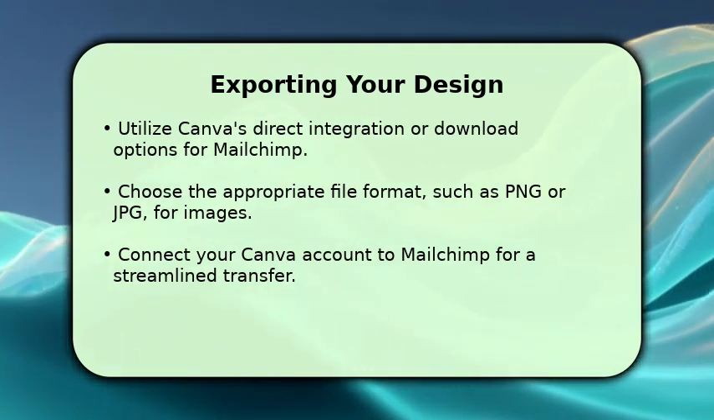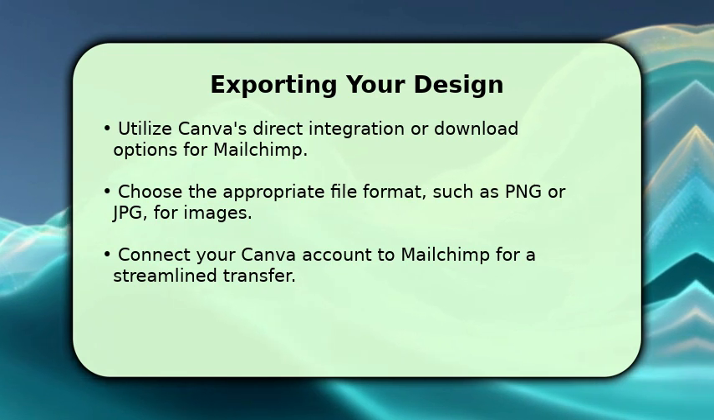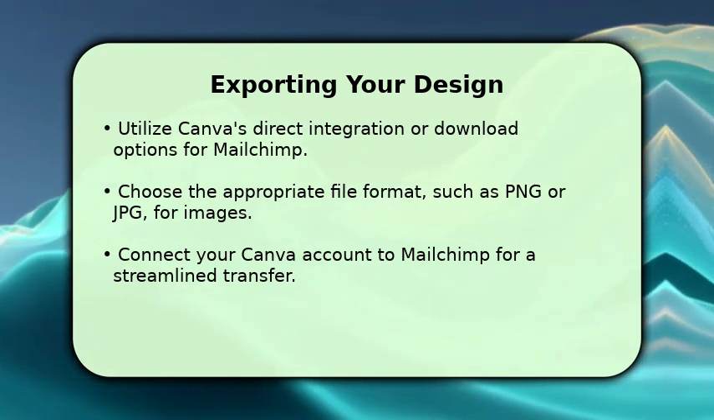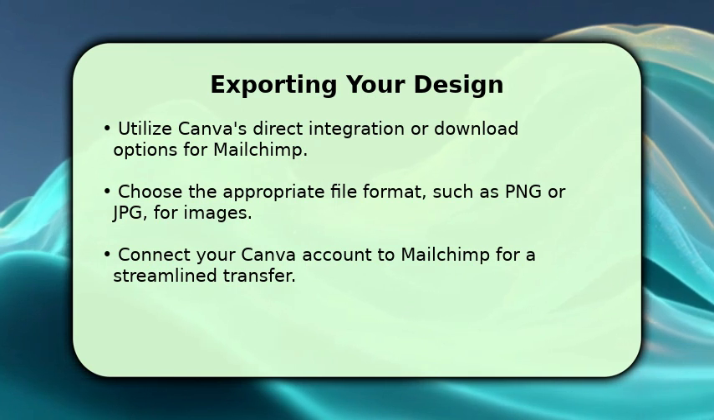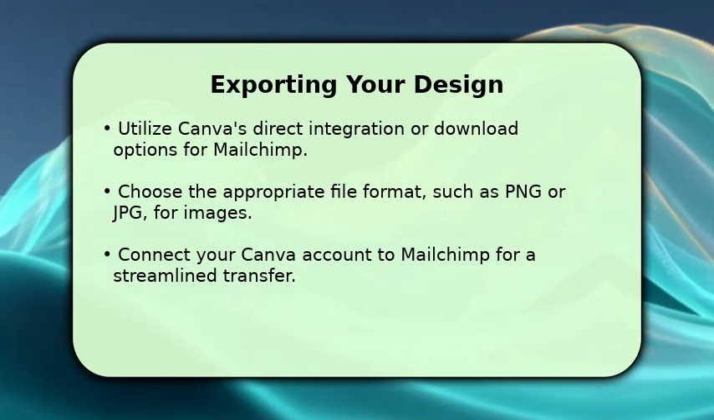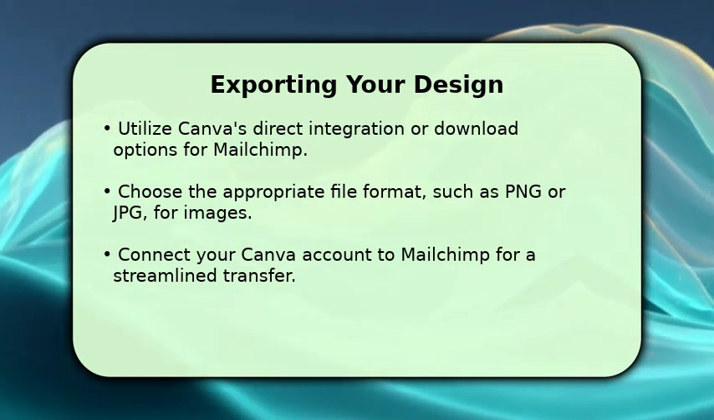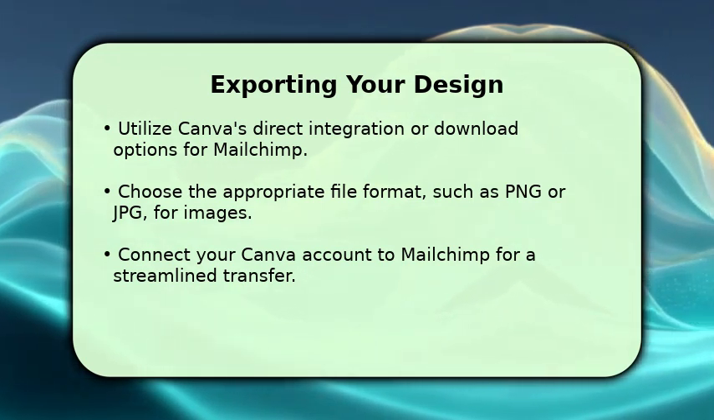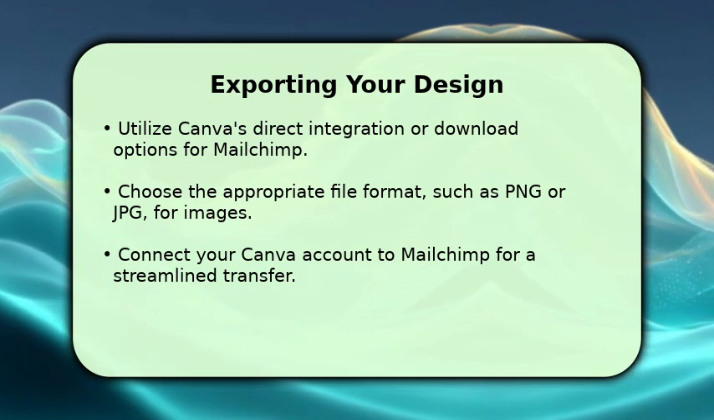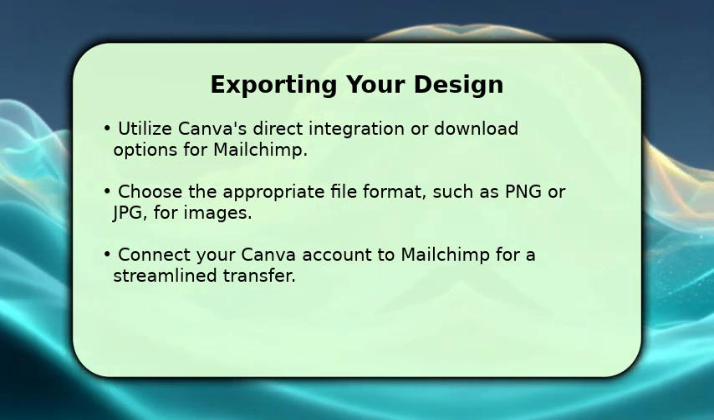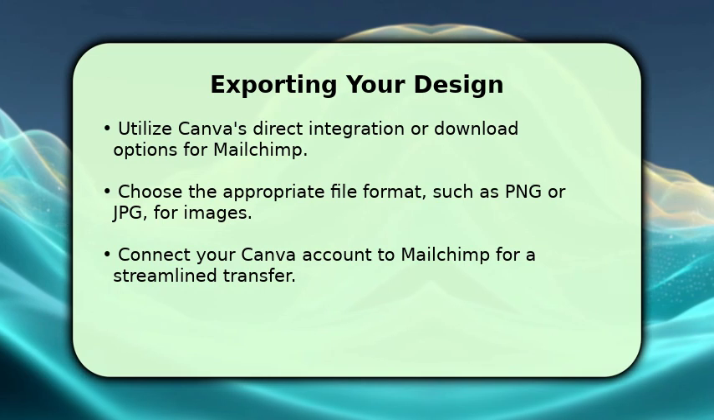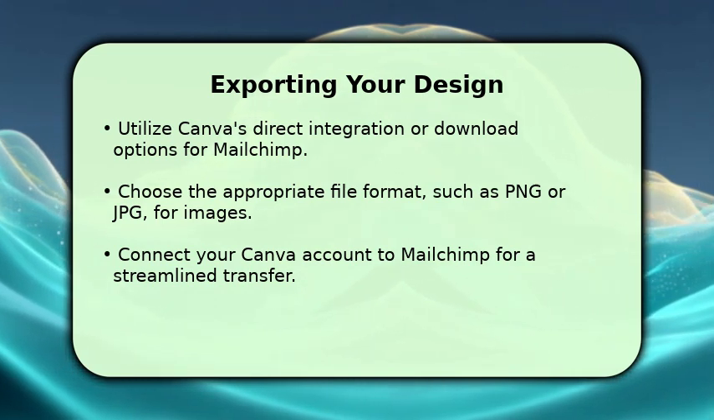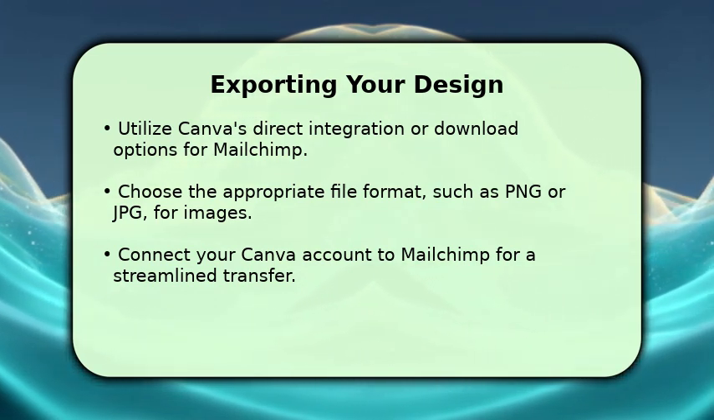Canva offers convenient ways to get your designs into Mailchimp. You can often use a direct integration feature, or simply download your design as a high-quality image file, like a PNG or JPEG. When downloading, ensure the resolution is suitable for email, typically 72 dots per inch. This step is crucial for maintaining visual fidelity and ensuring your beautiful design translates perfectly into your email campaign.